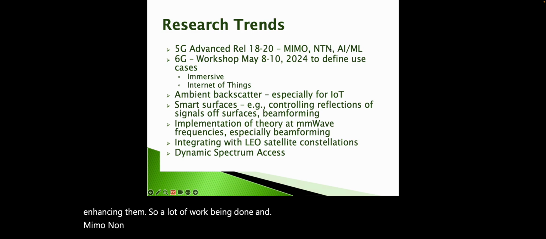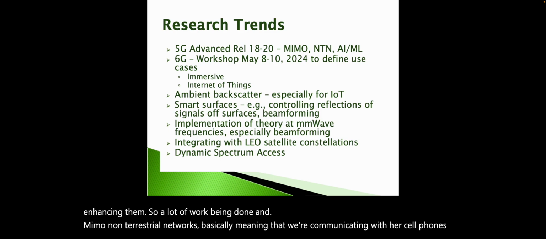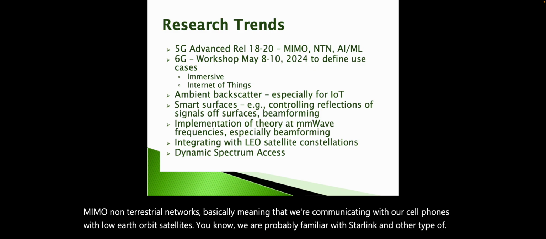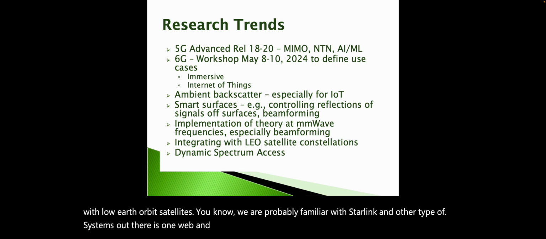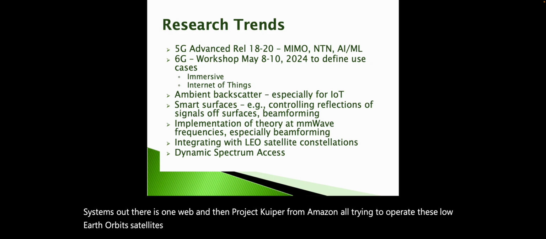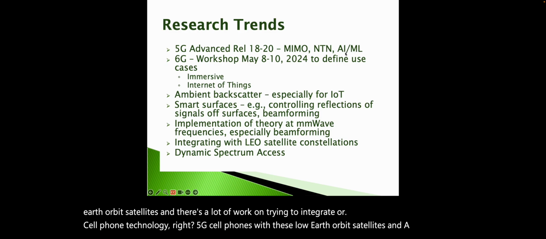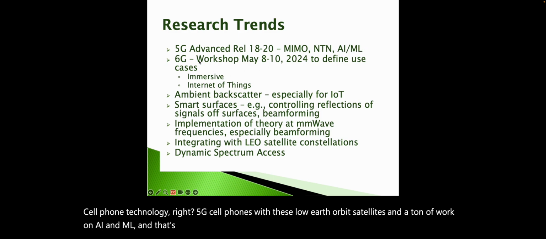non-terrestrial networks, basically meaning that we're communicating with our cell phones via low Earth orbit satellites. You're probably familiar with Starlink and other systems out there, OneWeb, and then Project Kuiper from Amazon, all trying to operate these low Earth orbit satellites. There's a lot of work on trying to integrate our 5G cell phone technology with these low Earth orbit satellites. And a ton of work on AI and ML, and that's again a separate lecture we'll talk about.